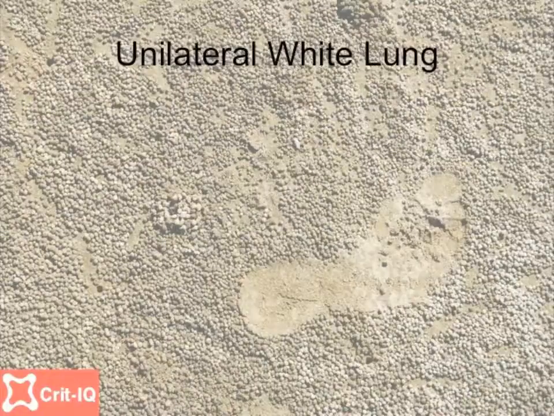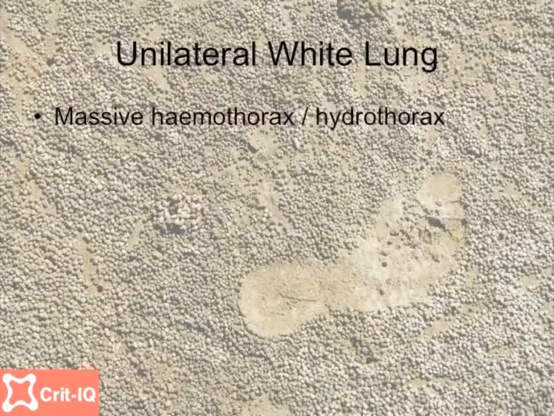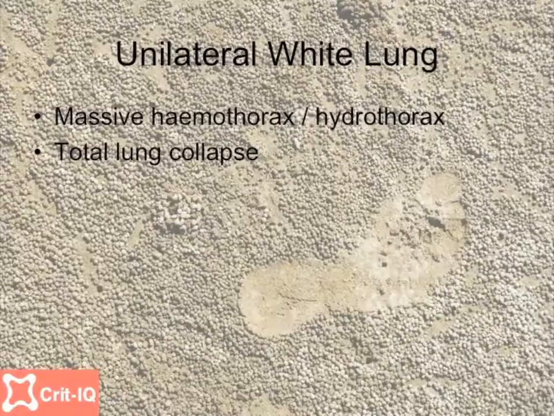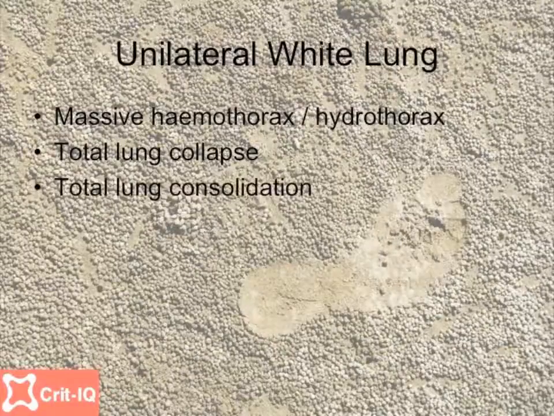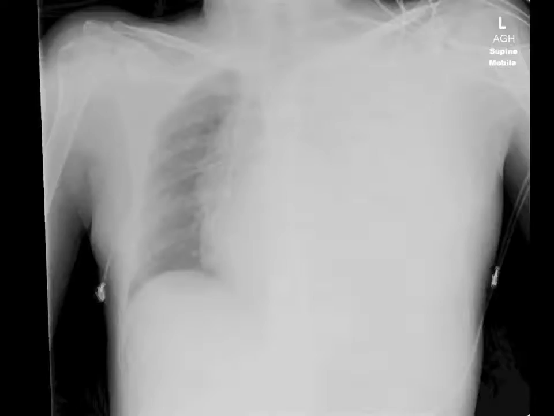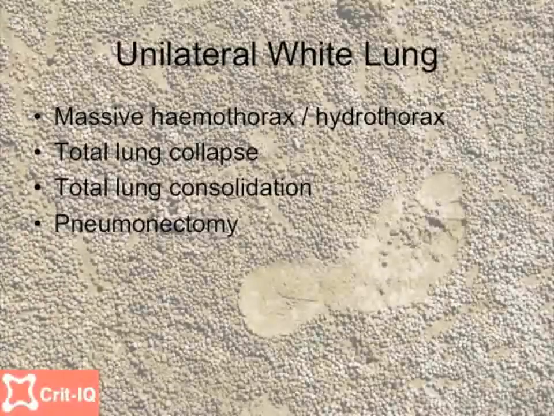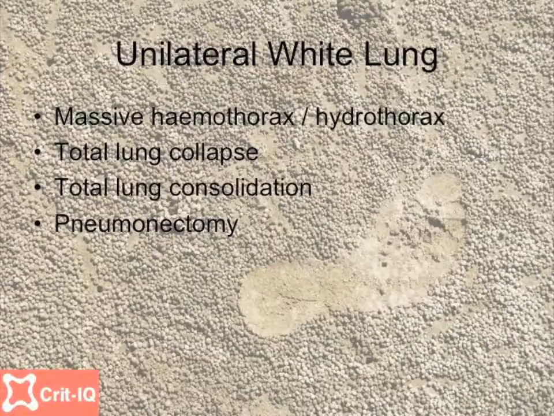Causes of a white lung include massive hemothorax or hydrothorax, total lung collapse, or total lung consolidation. Often, the clinical scenario and examination findings will clarify which of these is the cause. Pneumonectomy may also cause this appearance.